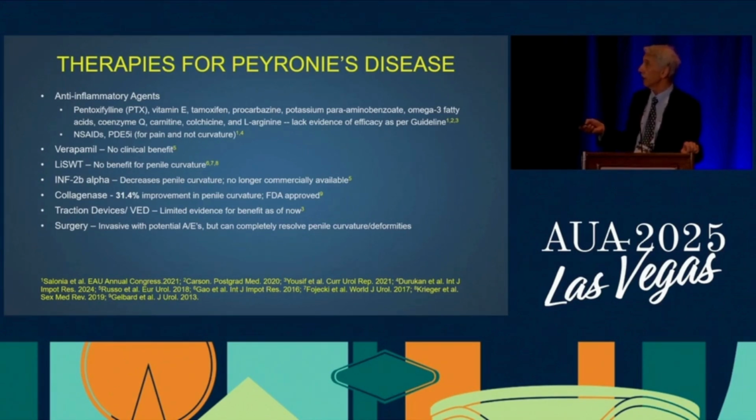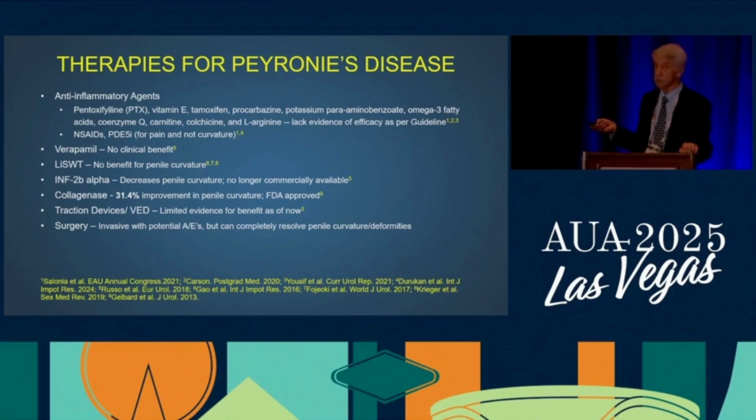We do use NSAIDs and PDE5 inhibitors when it comes to prevention of pain, but there's no evidence that curvature can be improved. All these other conditions have actually been negated. Unfortunately, one of my favorites was interferon alpha-2b. This is no longer commercially available. Collagenase is FDA approved and has shown benefit in men up to 30%.